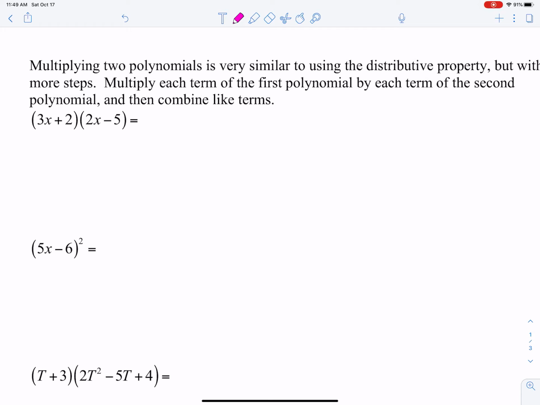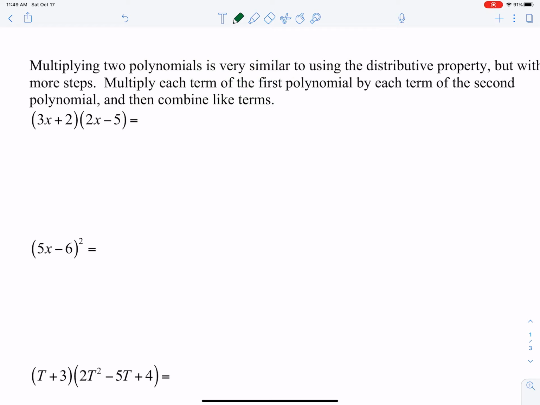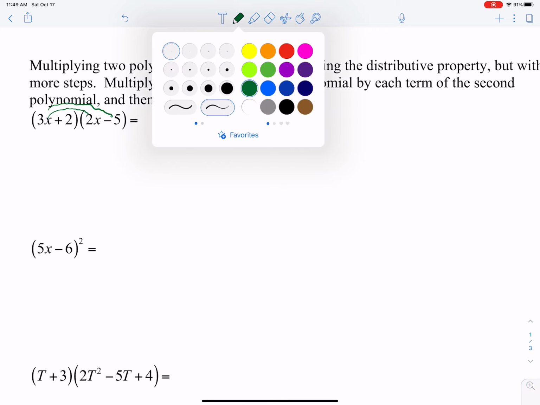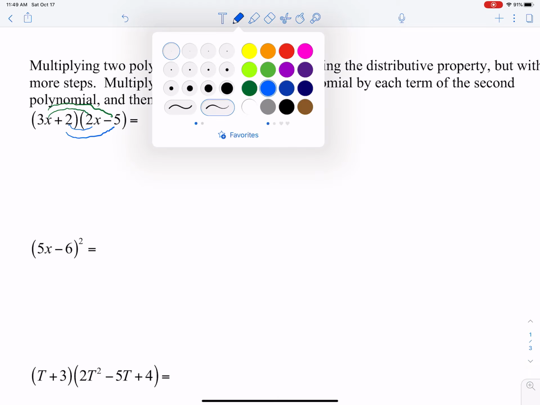Multiplying polynomials involves using the distributive property a couple of times. For example, suppose we have 3x plus 2 times 2x minus 5. What we're going to do is distribute the first term to that second parentheses, and distribute the second term to that parentheses. In other words, you multiply each term of the first polynomial by every term of the second polynomial.